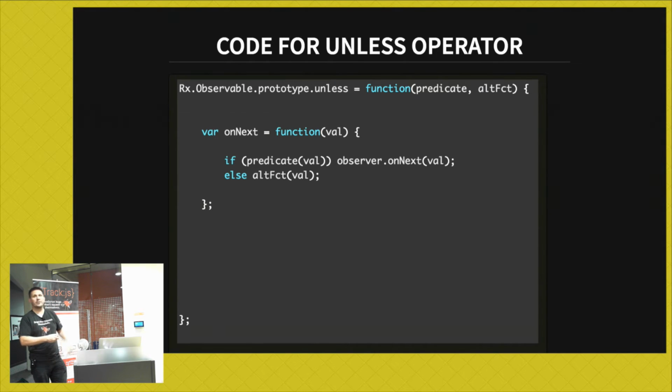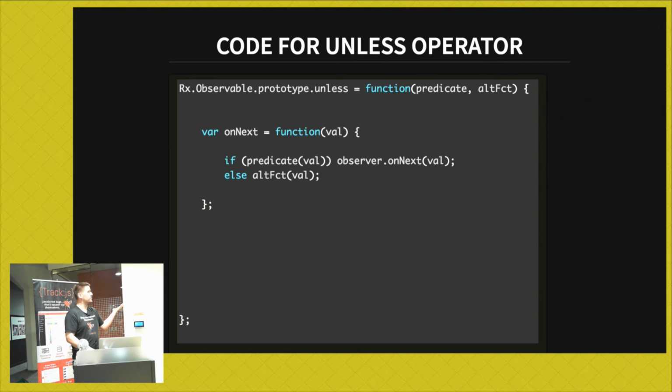So let's start off with the processing part first. We're getting some value from the previous operator, and we're passing that to the function that we're being passed. This one returns true or false. If it's true, we're going to call the observer's onNext and pass it the value. Just pass it right through. Otherwise, we're calling the alt function and we do nothing with the observer. So now what happens if this predicate function, let's say, throws an exception?